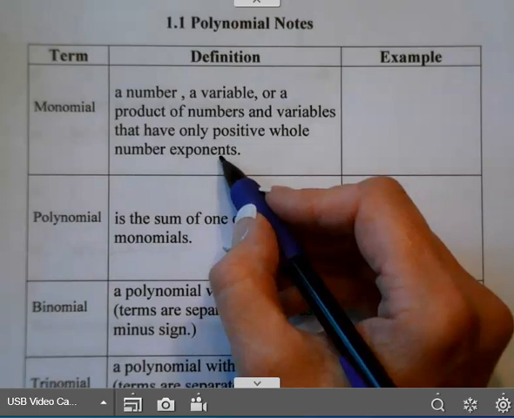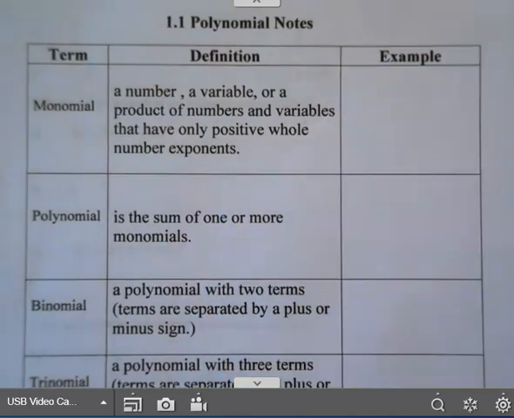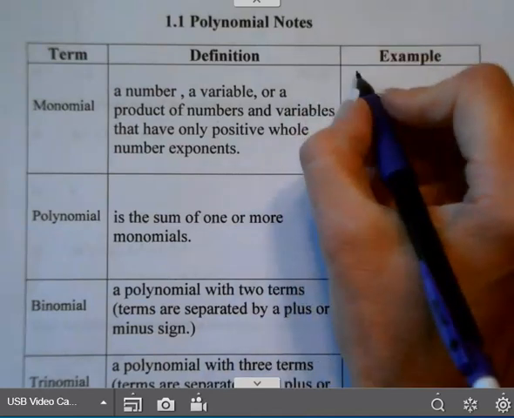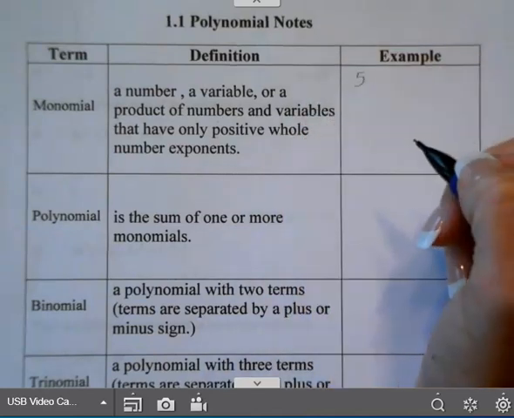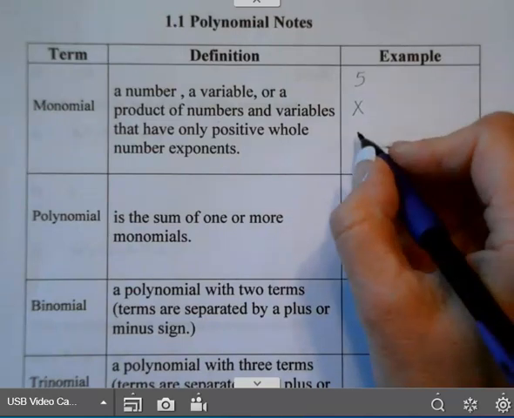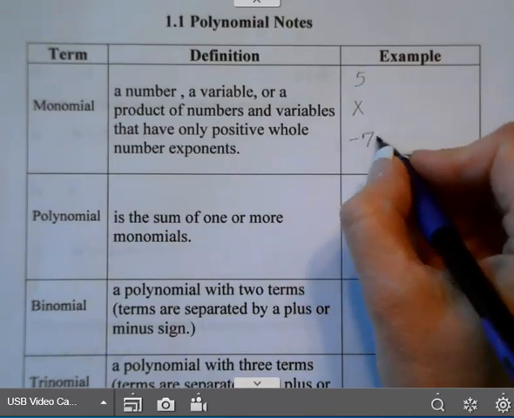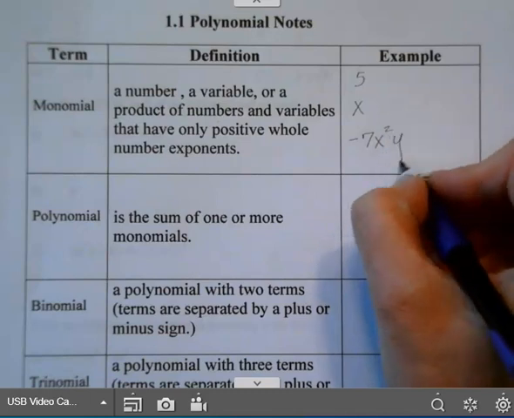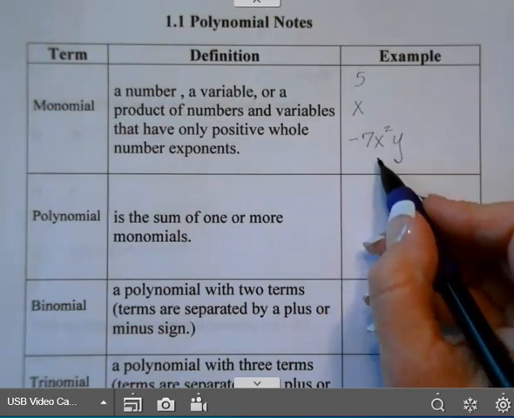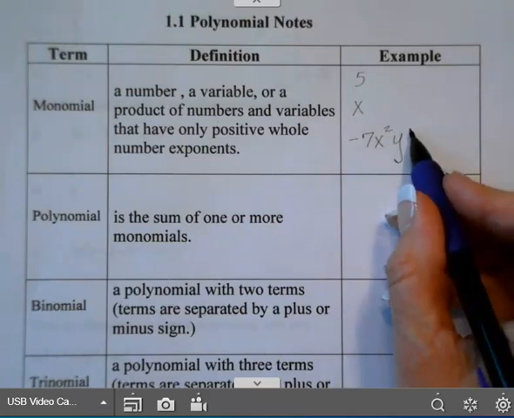They won't have fractions, decimals, or negatives. Some examples of monomials: I could have just a number, so say 5. I could have just a letter, maybe x. Or I can have numbers and letters multiplied together, so maybe negative 7x squared y. Notice my exponents on my variables are whole numbers. I have a 2 here, and a 1 would be here if I put a number in the exponent.